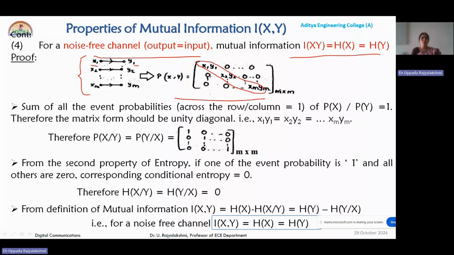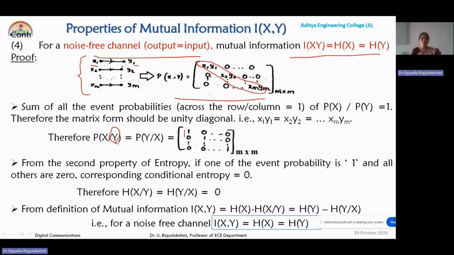So P of x by y or P of y by x. The matrix is said to be P of x by y when the sum of all the elements present in individual columns is equal to 1. Then you can say that the matrix is P of x by y.